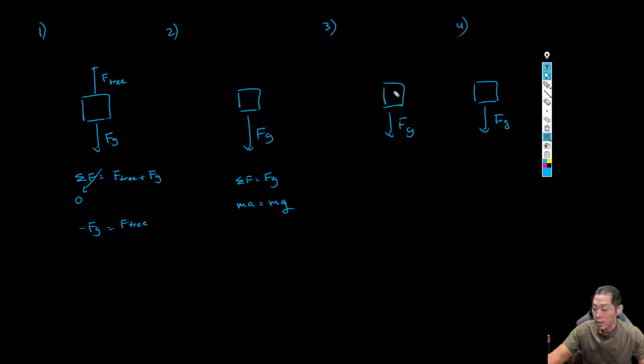The next one, it's falling with air resistance, and it should be smaller. Air resistance should be smaller than gravity. So the sum of all forces in this case should be negative because gravity is bigger.